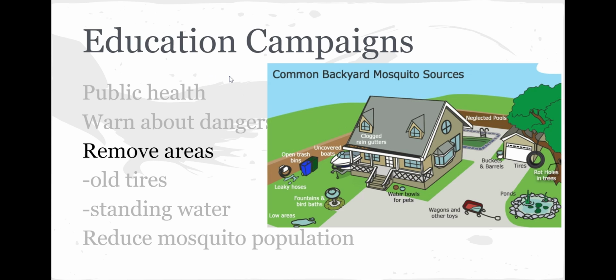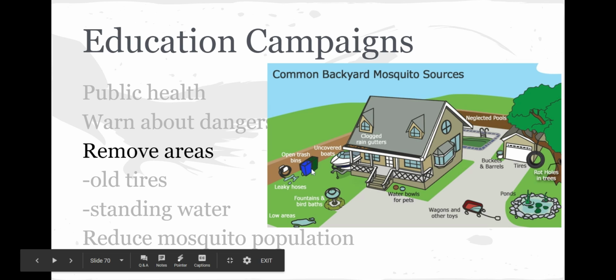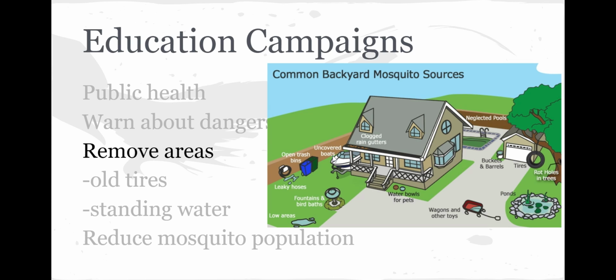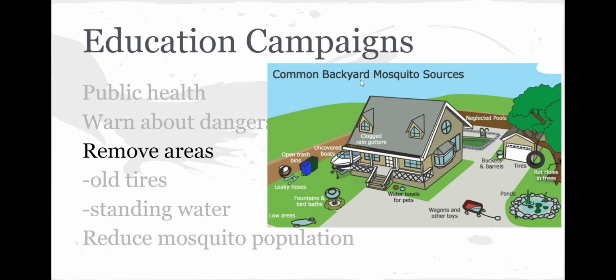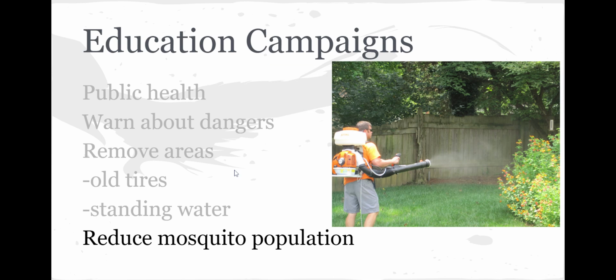You can also help to remove places where the organisms can reproduce. For example, if you have around your house places where water can pool up and you've got standing water, uncovered boats can hold standing water, old tires and trees and toys and things, anywhere that there's standing water is a place where mosquitoes can lay larvae, which can then reproduce. So getting rid of old tires, getting rid of any standing water will help to reduce the amount of mosquitoes.